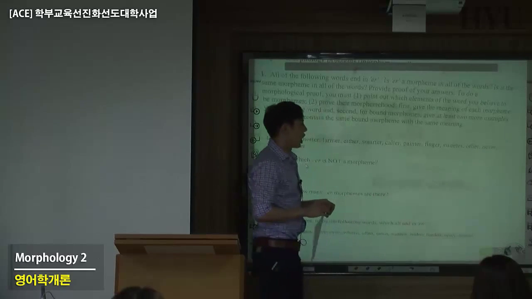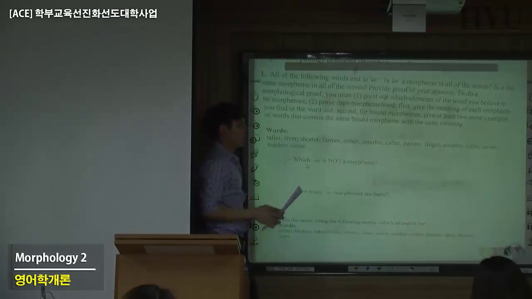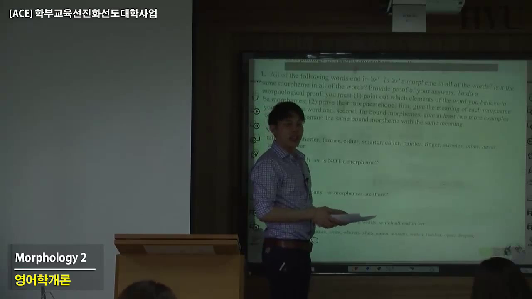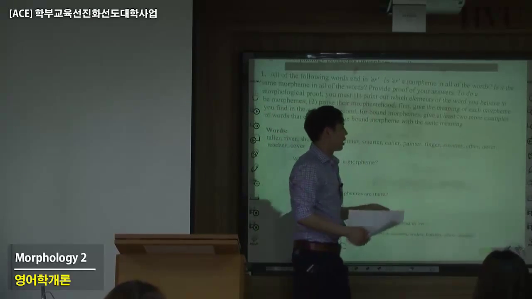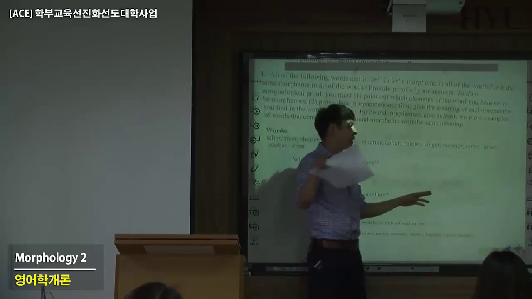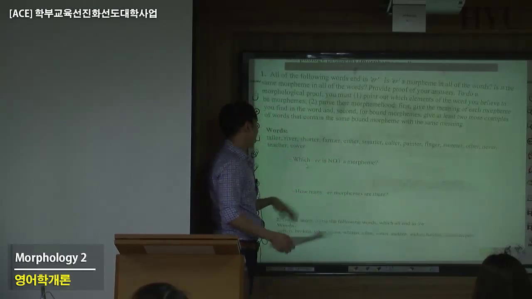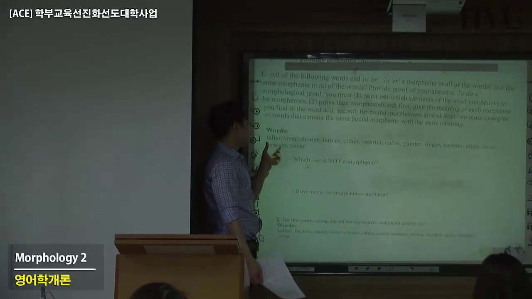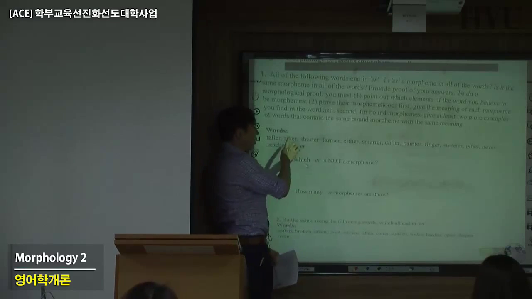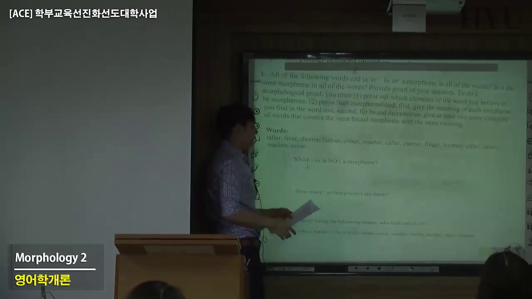Finger? No, we don't have the noun fing, right? So finger, no. Sweeter? Yes, comparative adjective degree. Other? No, right? We don't have the word oth. Oath, O-A-T-H we have, but O-T-H we don't have. Never? We don't have niv, right? So no. Teacher, yes. Teach and ER, right? Cover, no, because we don't have cov. So only river, either, other, finger, and cover are not a morpheme, okay?